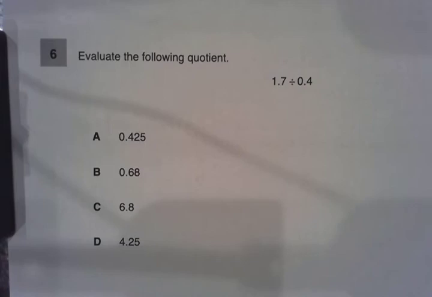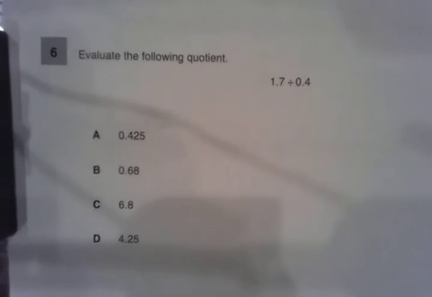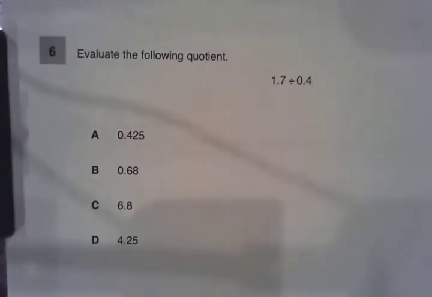Evaluate the following quotient, 1.7 divided by 0.04. So right away, there's multiple ways we could tackle this problem, and especially because this is a multiple choice, one way we could definitely solve this problem is just multiplying each of these numbers by 0.04 and see which one brings us back to 1.7. But how would we tackle this problem if we just wanted to do division to figure it out?